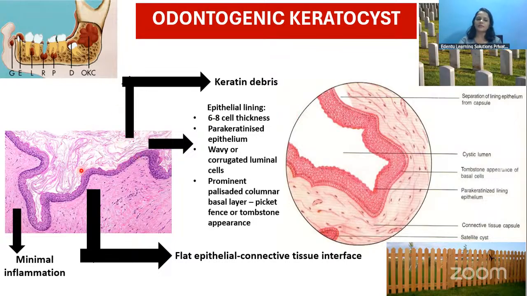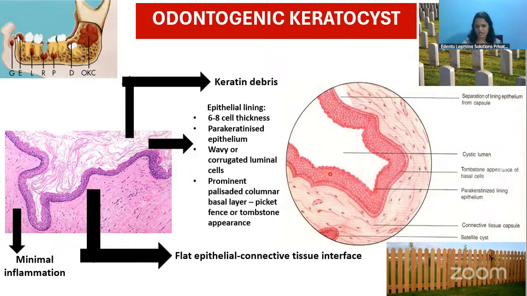Coming to the epithelial lining, it will usually be parakeratinized stratified squamous epithelium. It will usually be 6 to 8 cell thickness. If you look at the topmost layer of this epithelial lining, a wavy or corrugated appearance is usually seen. Look at the topmost layer of this OKC. Yes, it shows a wavy or corrugated appearance like this.